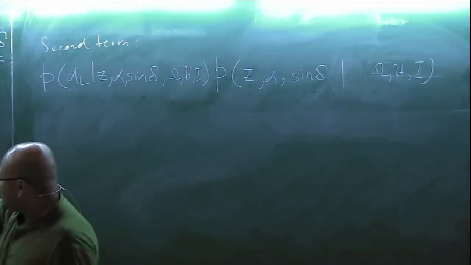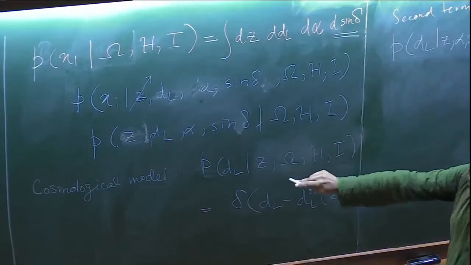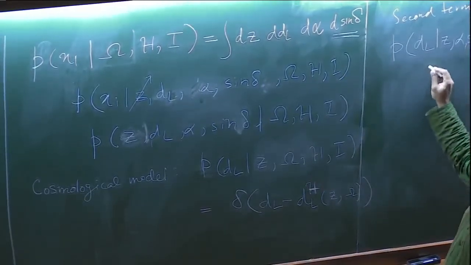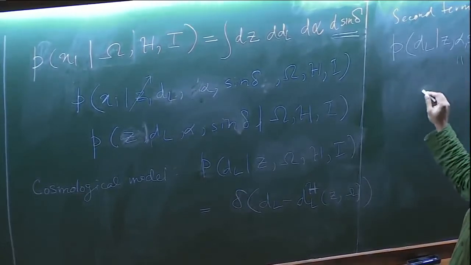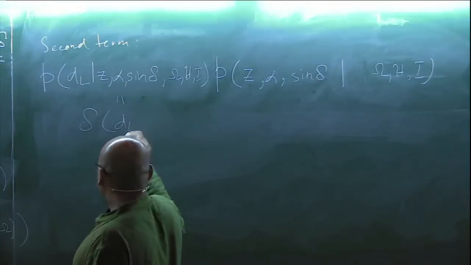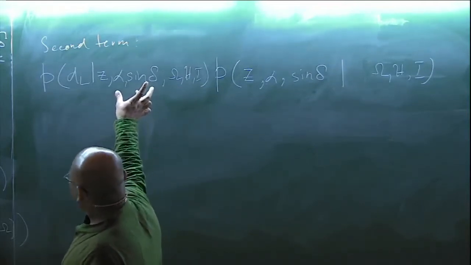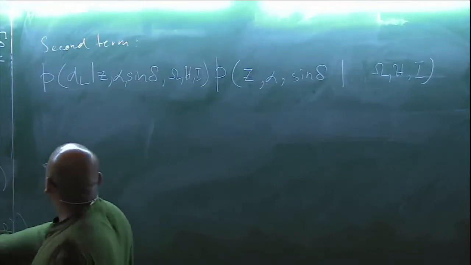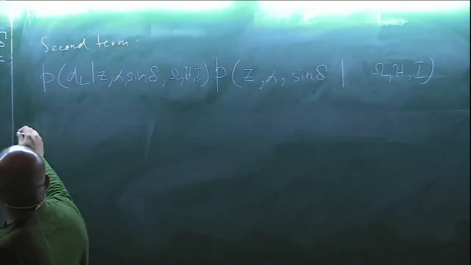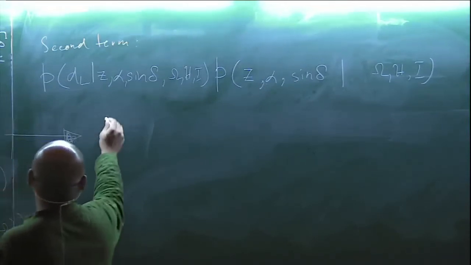Now I can use this expression P of DL given Z and other things, and DL doesn't really depend on alpha delta, so they factorize. This becomes a delta function, a delta of DL as predicted by the cosmological model. If I take this delta function and plug it in over there, then what I finally get, I'll draw an arrow and try to write it down over here.